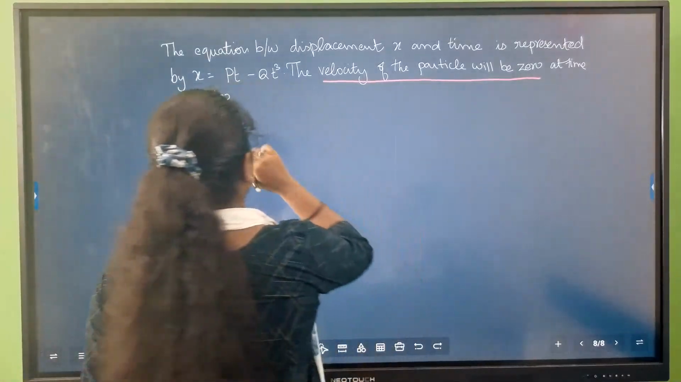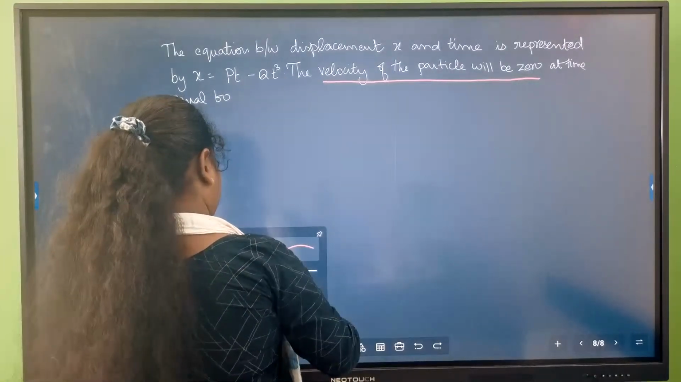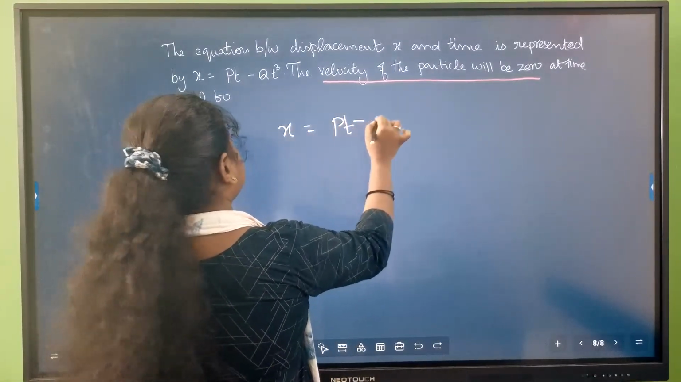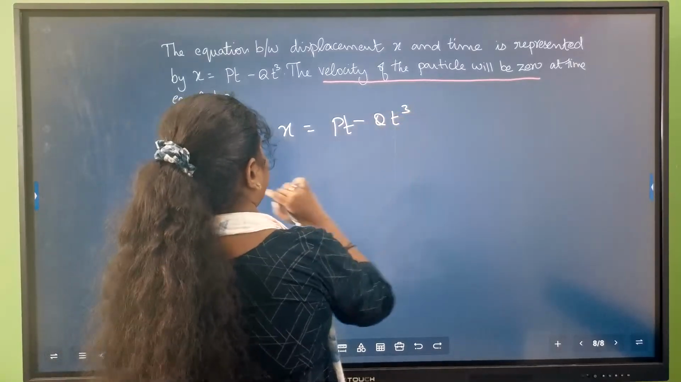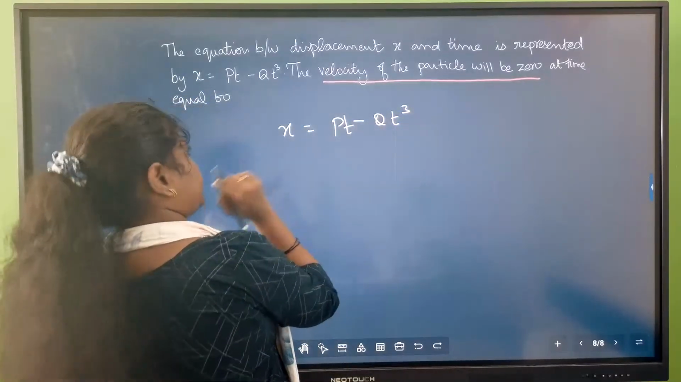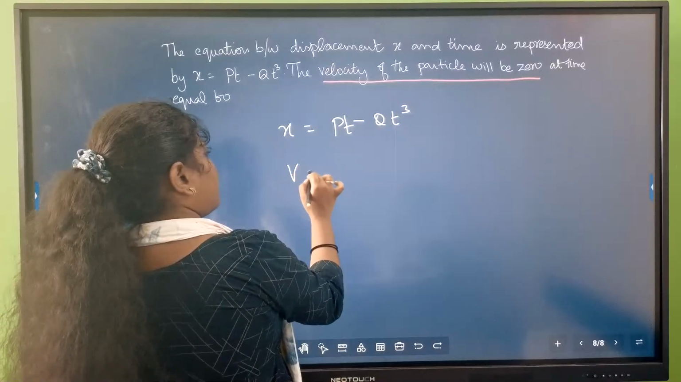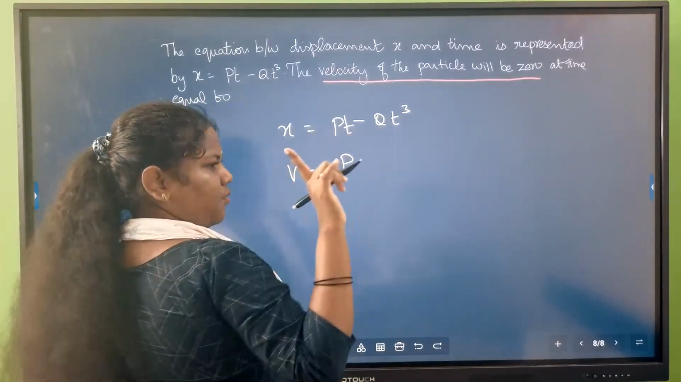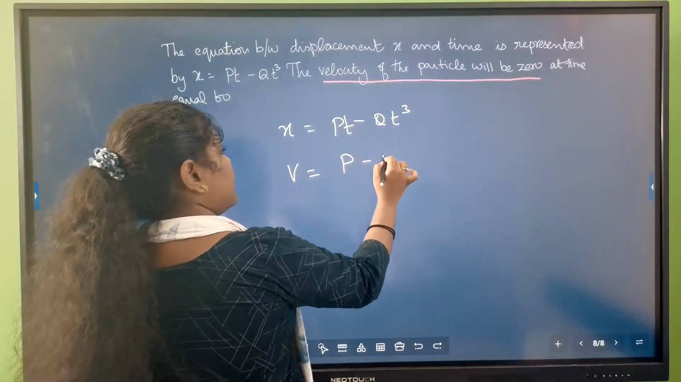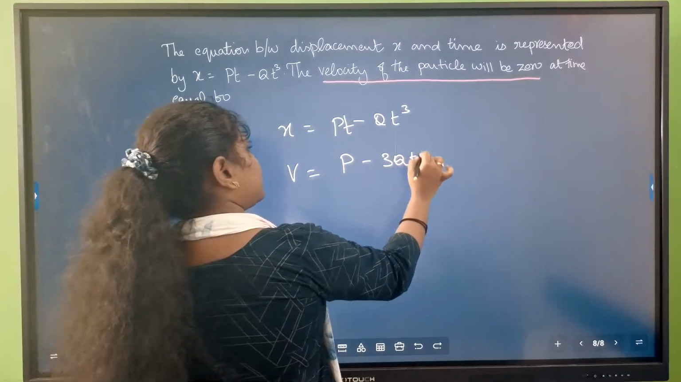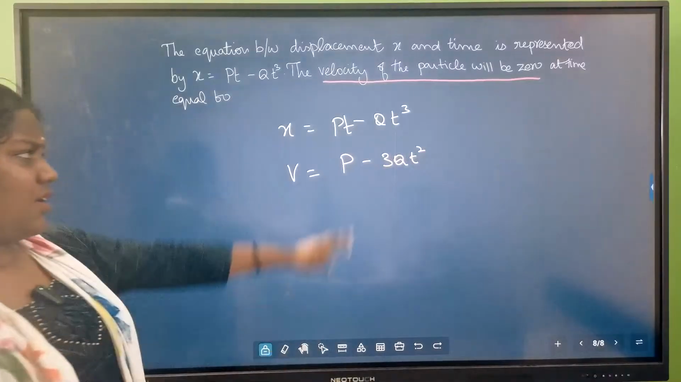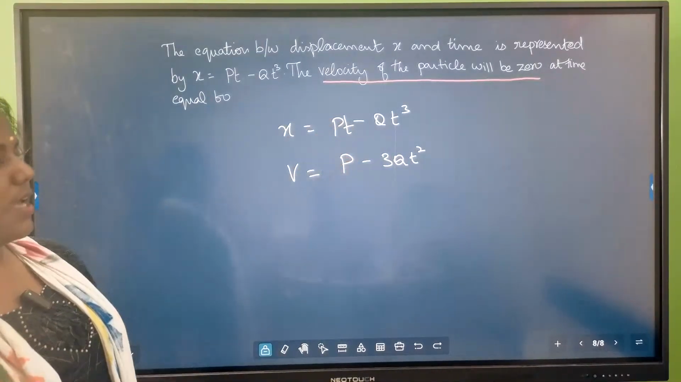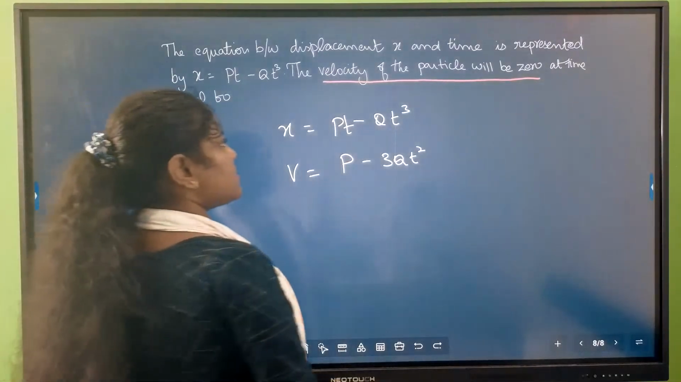So let us write the equation. In the equation, x is equal to pt minus qt cube. This is your displacement. To get velocity we have to go for differentiation. So differentiating with respect to t, it will be p minus 3qt square. Correct? The cube comes in front as 3q and the power reduces, which is t square. Okay? This is your velocity.